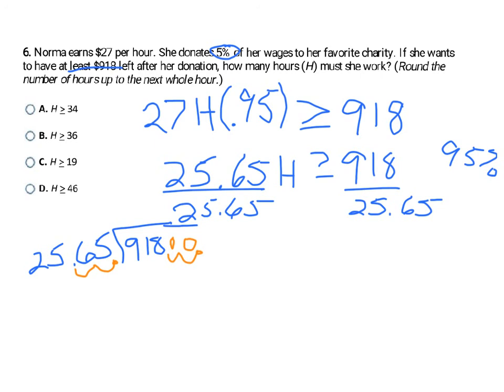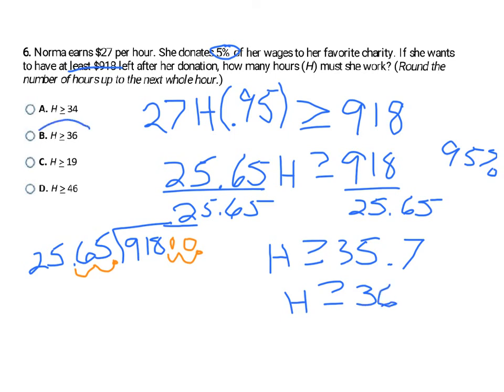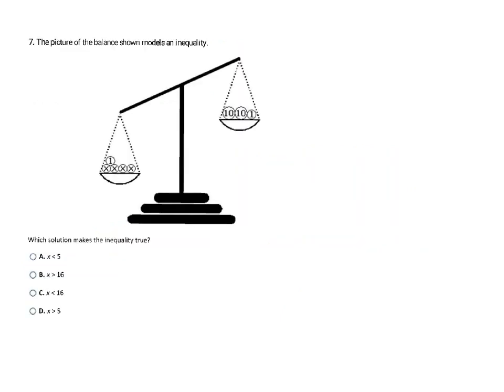And so once you actually do that division, you're going to get h is greater than or equal to 35.7. And remember, it said round up to the next whole hour, though. So that's going to be h is greater than or equal to 36 hours. So in order to bring home that much and donate to her charity, she's going to have to work 36 hours or more, which is letter B.